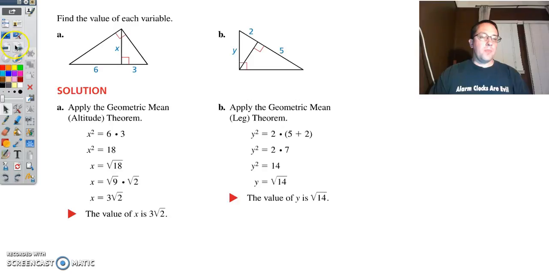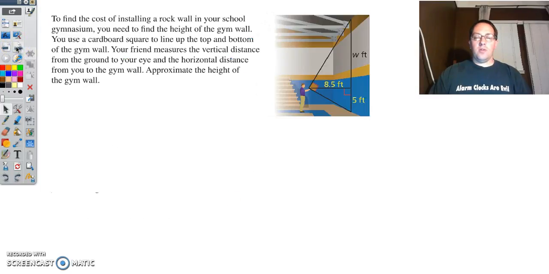All right? Now, another cool thing you can do with this is you can use this to measure things that you can't actually measure because they're too big or they're too far away and you don't have a tape measure that big. All right? And so what they're doing here, they're going to install a rock climbing wall for their school gymnasium, and they need to know how tall that wall is. But they don't have the blueprints and they can't measure it with a tape measure.